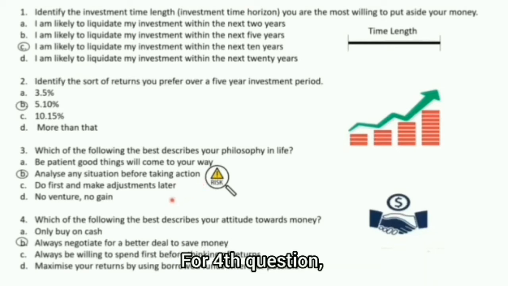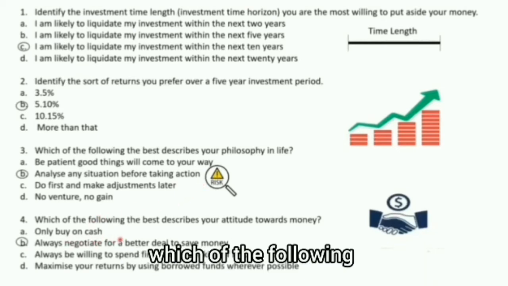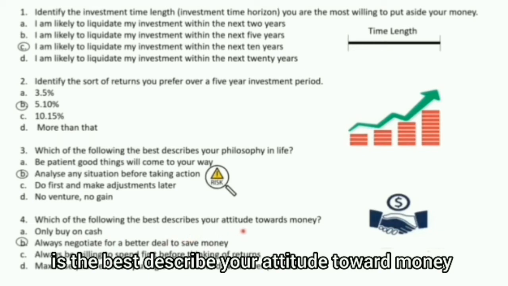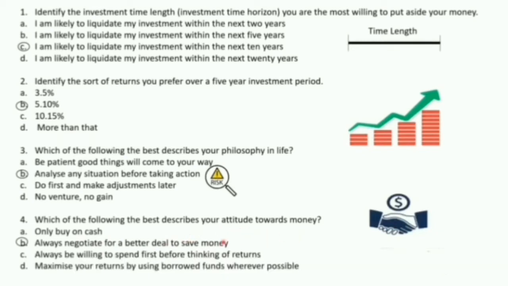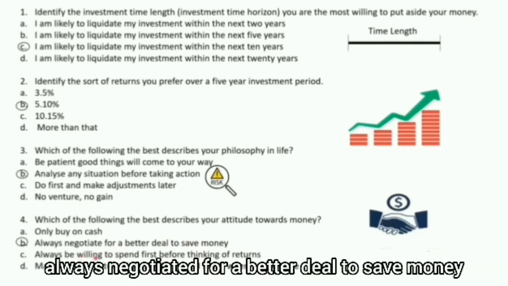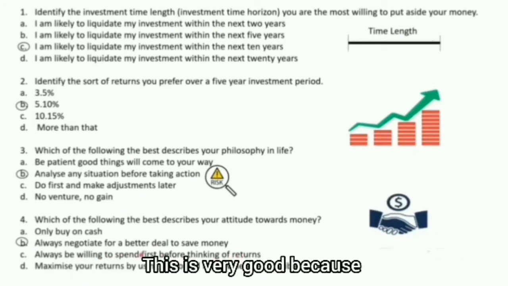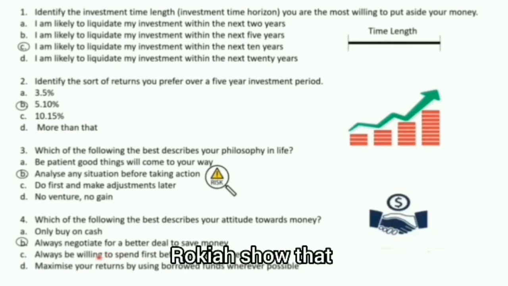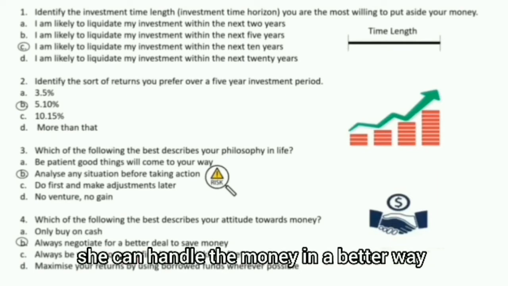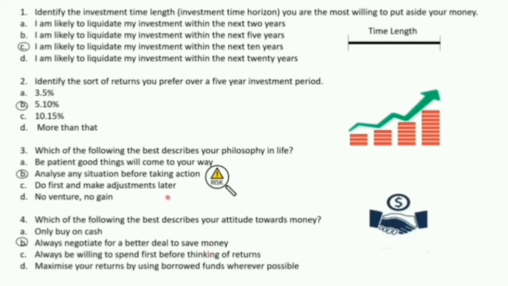For the fourth question, which of the following best describes your attitude toward money? Rokia answered always negotiate for a better deal to save money. This is very good because Rokia showed that she can handle the money in a better way.